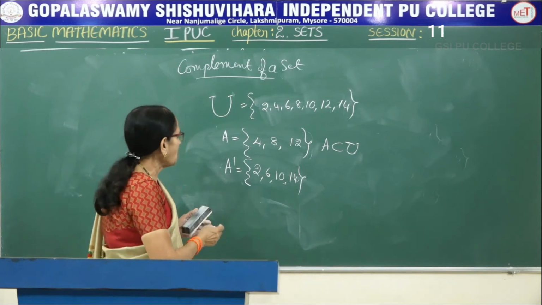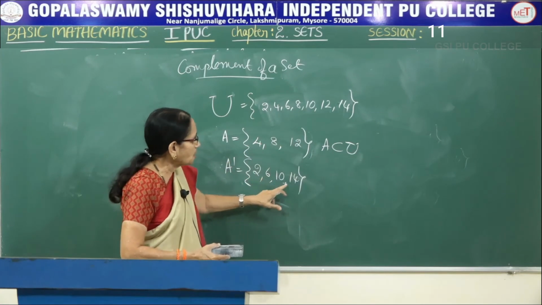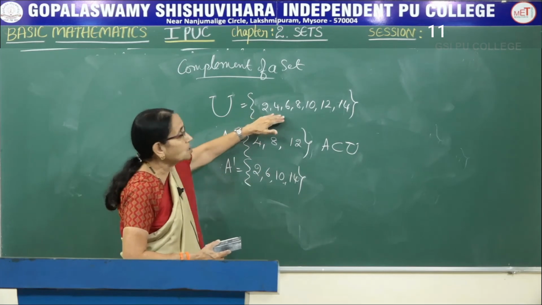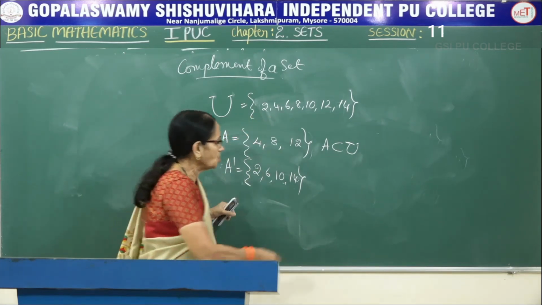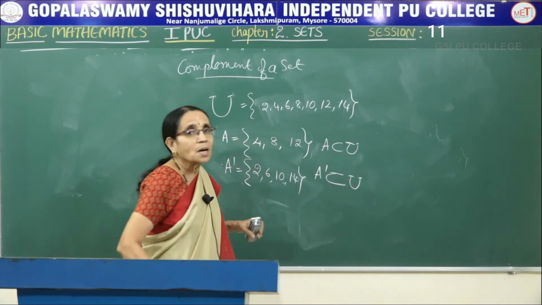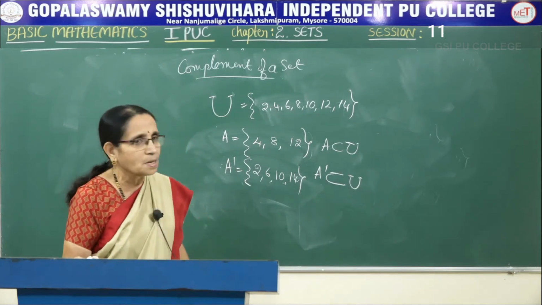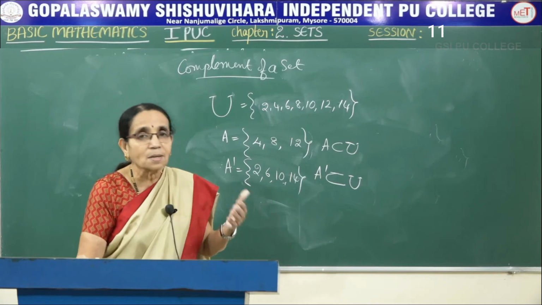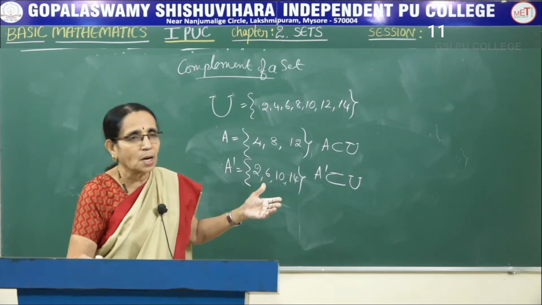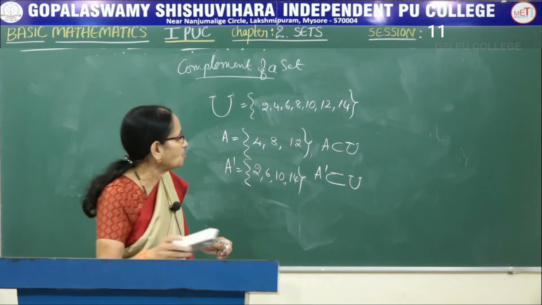Now you observe here, A is a subset of U, correct? Now 2, 6, 10, 14 are present in the set A dash. You observe A dash is also a subset of U. That is, if A is a subset of U, automatically A dash also will be a subset, because we have taken the complement of the set A as the set containing the elements of U which do not belong to A. So A is a subset of U means A dash is also a subset of U.